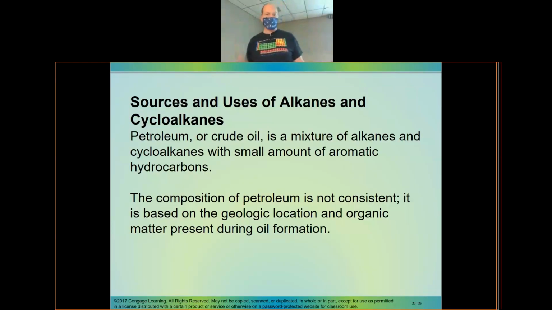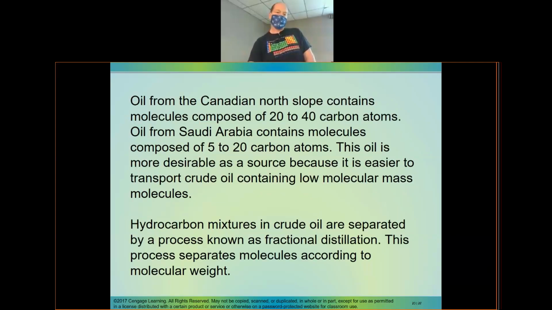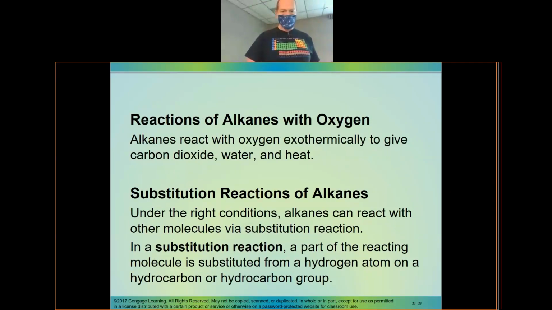All right, sources and uses for your alkanes. We get our alkanes from petroleum or crude oil. They have different numbers of carbons depending on where you're getting your petroleum. Some are 20 to 40 carbons, some are 5 to 20 carbons. When you want your gasolines, you want that to be about 8 carbons, your octanes. But gasoline is not one pure compound. It's a bunch of different compounds.